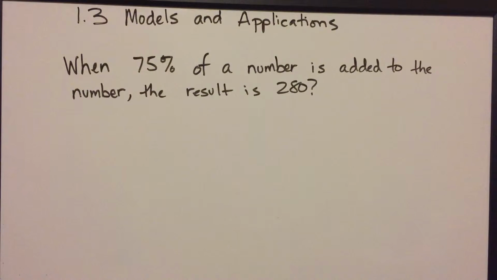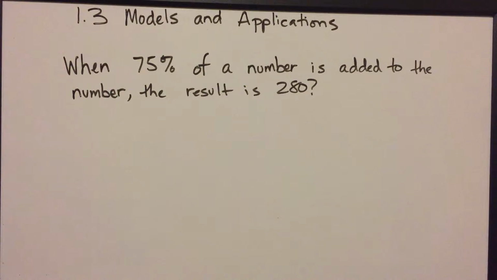Now, this takes a lot of practice in order to recognize these buzzwords when they're presented to you. So we're going to work a few problems and I'm going to give examples of how to recognize these buzzwords and pull them out and make them into the equation that will allow you to solve for that variable that's missing here. So in this first problem, when 75% of a number is added to the number, the result is 280.